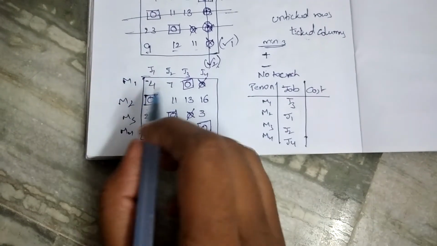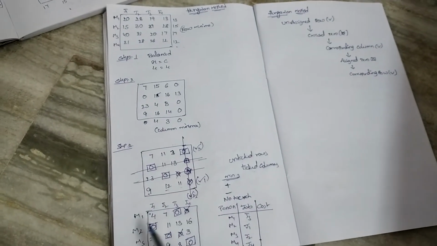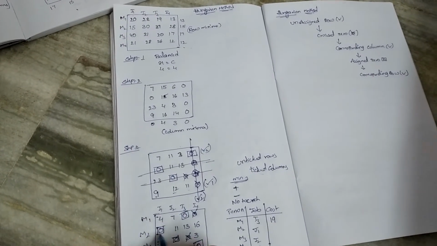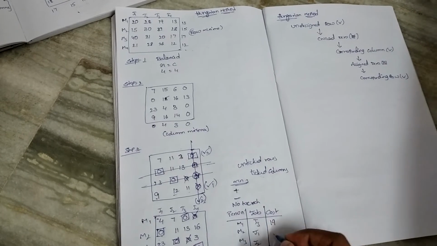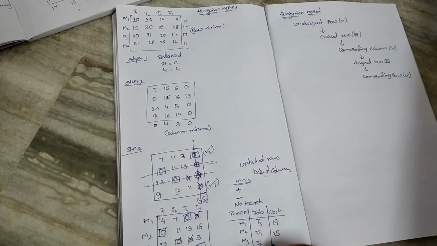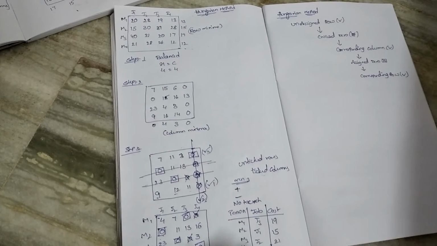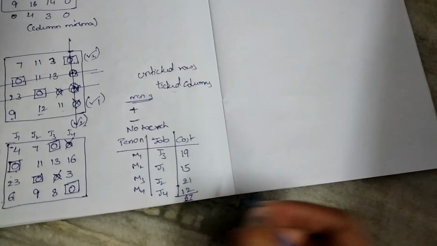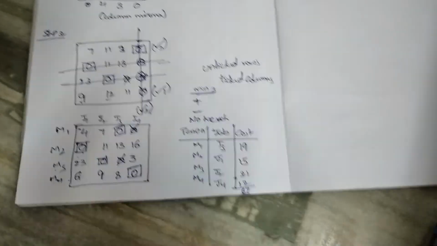The corresponding cost must be seen in the first given matrix. Compare these positions with the assigned zeros. In the first matrix, when we observe, the M1 J3 value is 19, the M2 J1 value is 15, the M3 J2 value is 21, and the M4 J4 value is 12. When we add these 4 numbers, we get 67. This is the optimum cost of our problem, that is the minimum cost.